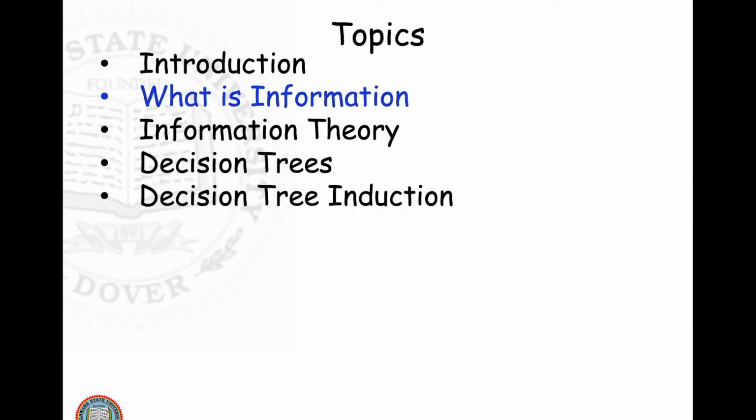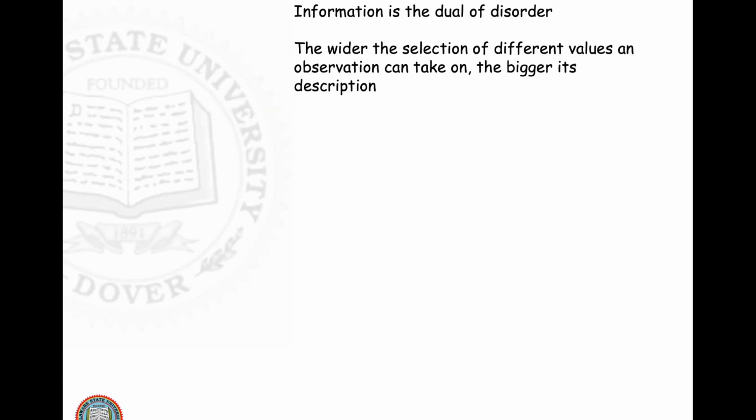So let's think more closely about what information is. Information is the dual of disorder. Disorder has absolutely no structure. Things are changing, but there's no regularity that you can count on for how those things change. And so when you make a measurement, i.e. a random variable, some observation, the wider the selection of different values that you can take on, the bigger the number of bits you need in describing all those values.